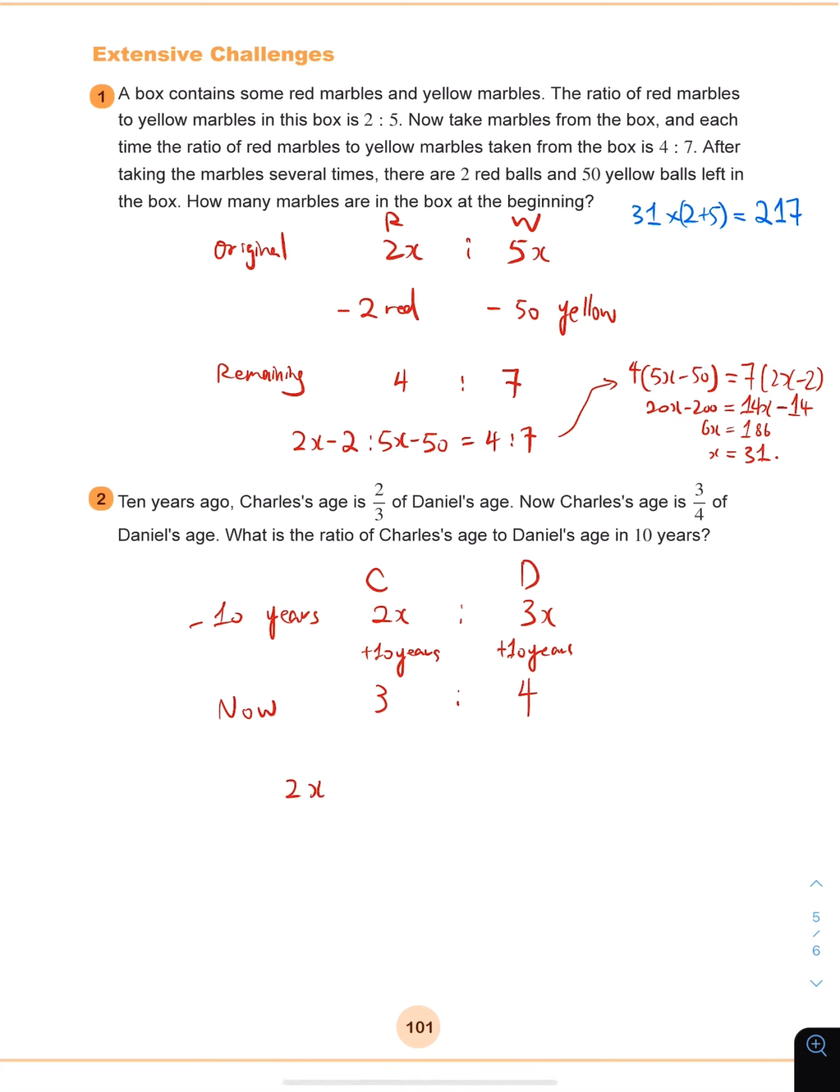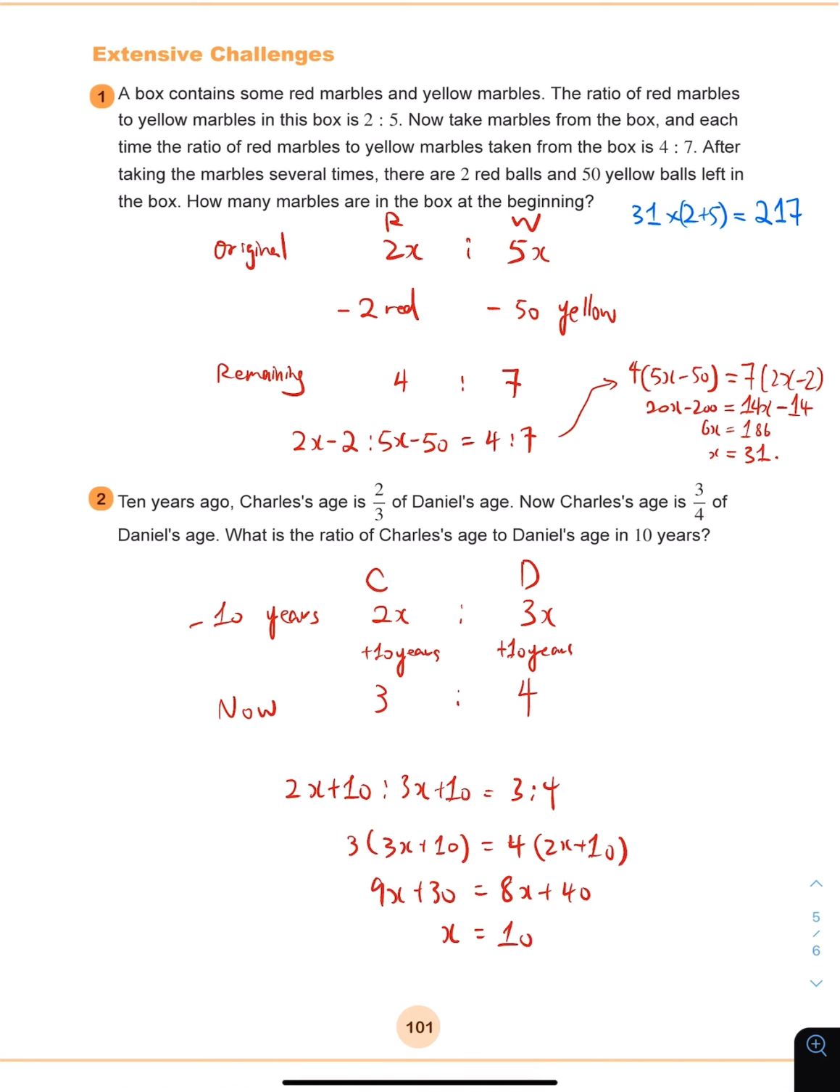So I can say that 2x adding 10 to 3x adding 10 is equal to 3 to 4. Where I have an equation 3 times 3x adding 10 is equal to 4 times 2x adding 10. Alright, so 9x adding 30 is equal to 8x adding 40, which means that x is equal to 10. So it means that 10 years ago, Charles was 20 years old, and Daniel was 30 years old, and now Charles is 30, Daniel is 40.